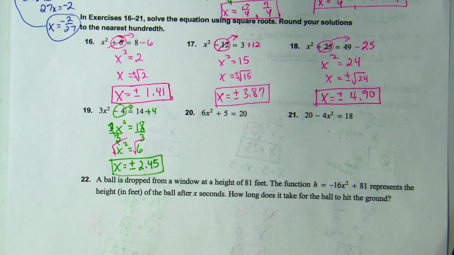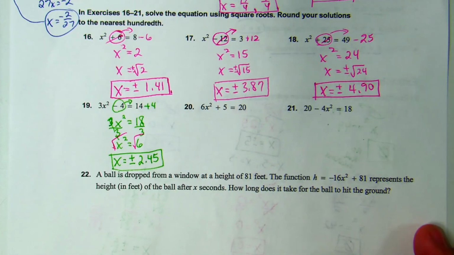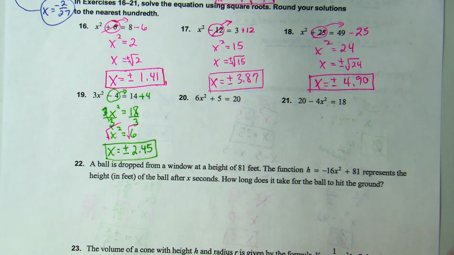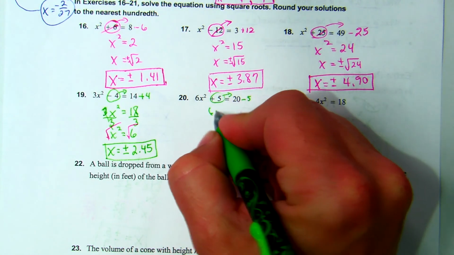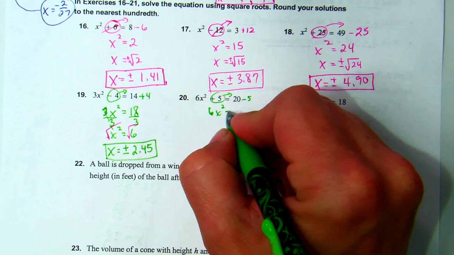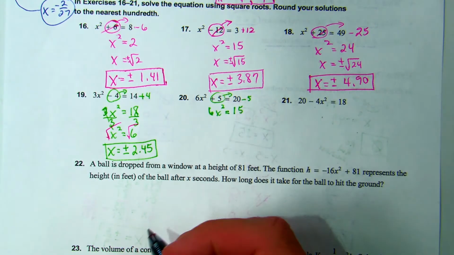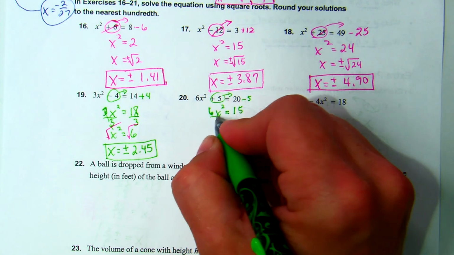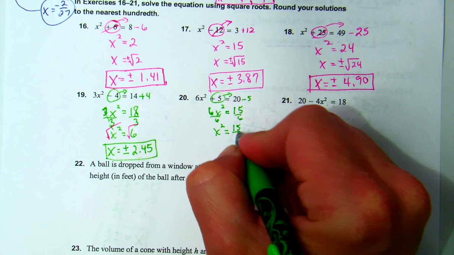Okay, number 20 and 21, pretty much the same. Same principle. We're just going to take this 5, move it across. You're going to have 6x squared equals 15. Then, dividing by 6, you have x squared equals 15 over 6.